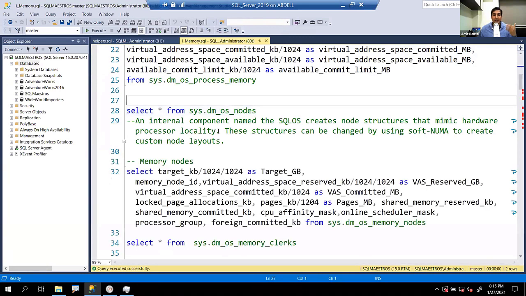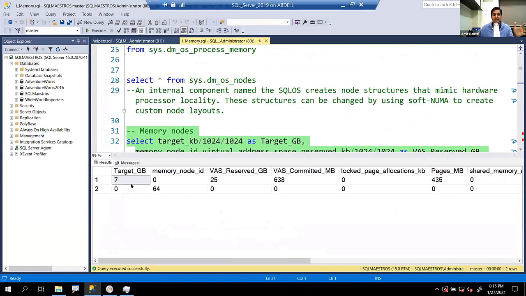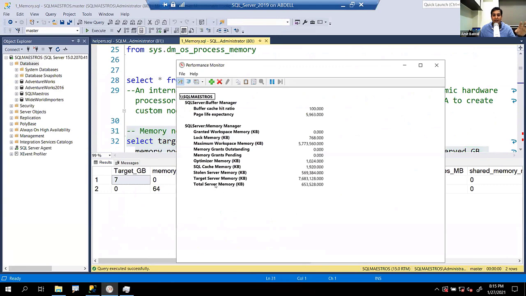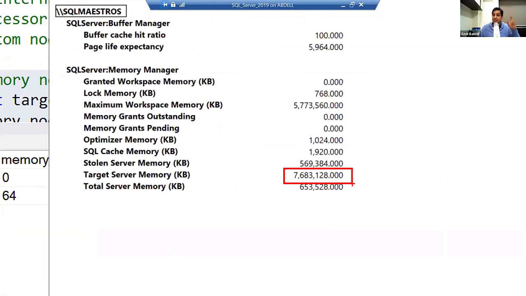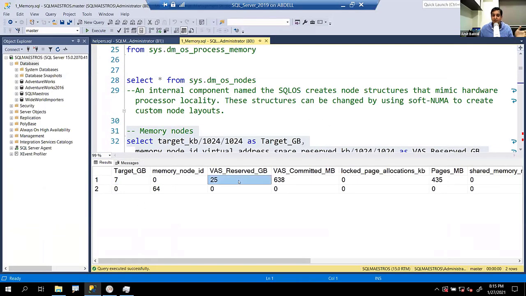But if you want node level information about memory, which is memory nodes, look at the DMV OS memory nodes. Let's execute this. You can see that target is about 7 GB. That's the target memory allocated to this specific node. And if you look at the target server memory, that's also matching up with what you see in the DMV. The reserved GB is 25 and committed is about 638.